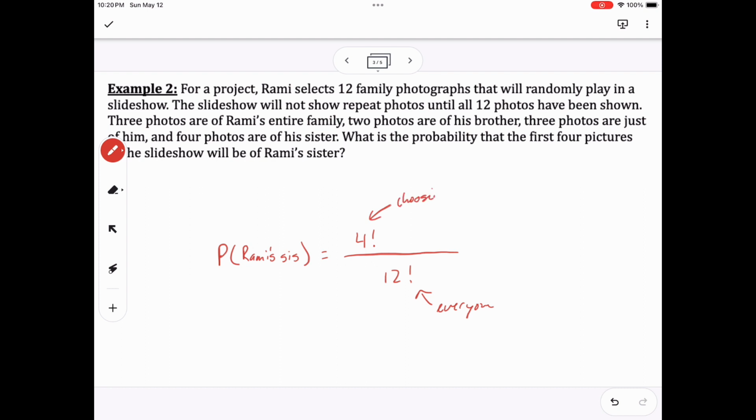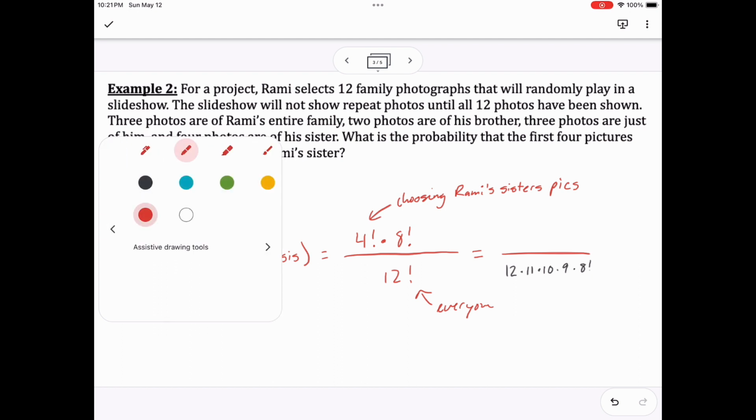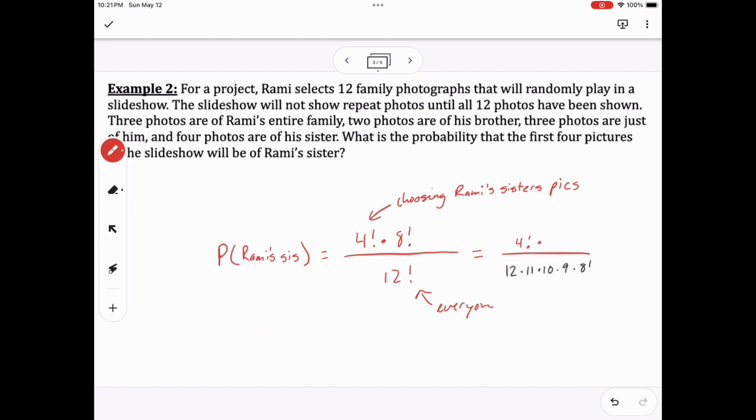If I'm looking to choose his sister's pictures first, there's 4 ways of doing that. Then there's 3, and then there's 2, and there's 1 for the first 4. But then I need the rest of them for the slideshow. So there's 8 factorial ways of picking the next 8 slots. Then I have this where I need to simplify. I can do 12 times 11 times 10 times 9 times 8 factorial. I usually go down to the highest factorial on the top. Then I'm able to simplify and make it a little easier.